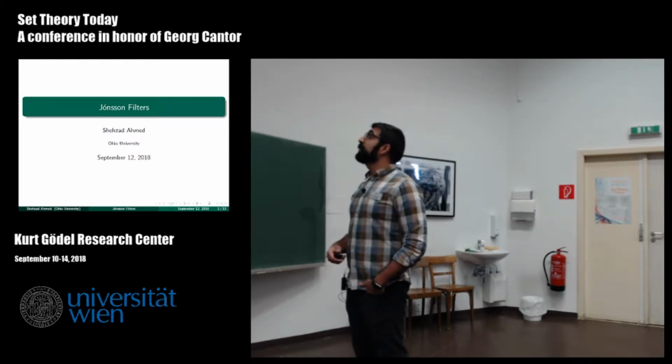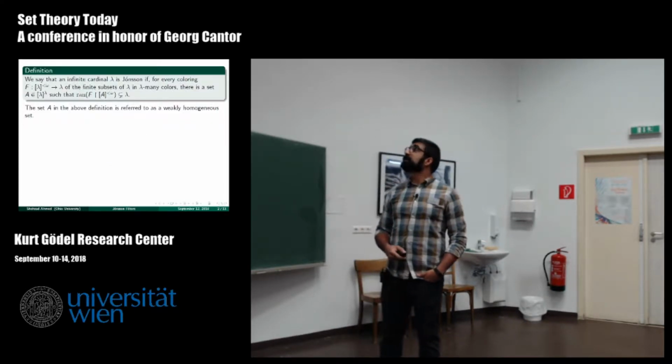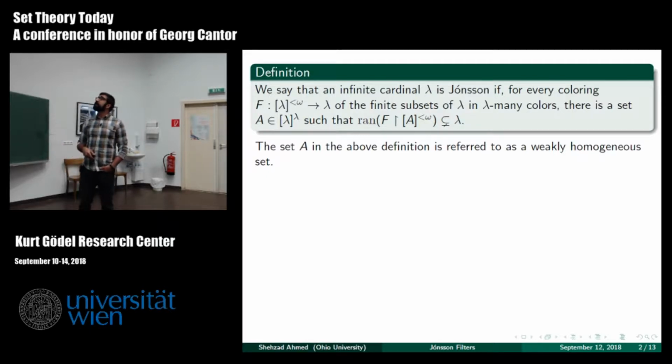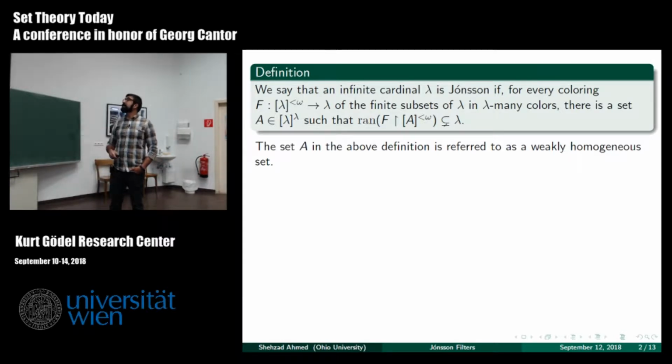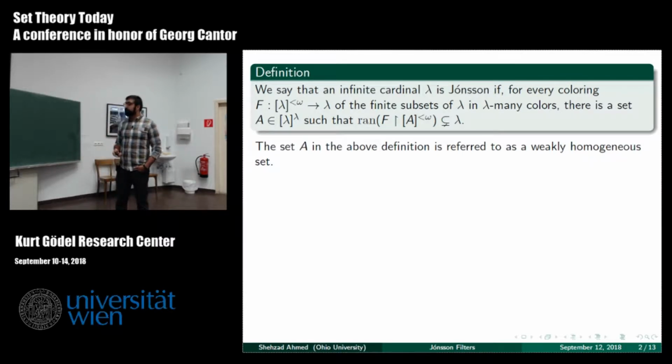Okay, so I want to talk to you all about Jónsson filters. The first thing I want to do is start with defining what a Jónsson cardinal is. We're going to say that lambda is a Jónsson cardinal if anytime I try to color the finite subsets of lambda in lambda many colors, I can find a subset of lambda of size lambda, such that if I look at the coloring restricted to the finite subsets of A, I miss at least one color. This is just a weak Ramsey-ish kind of demand, instead of asking that everything sits in one cell. So here we're saying that this A is weakly homogeneous.